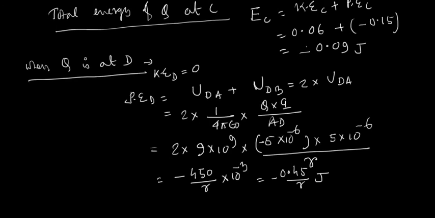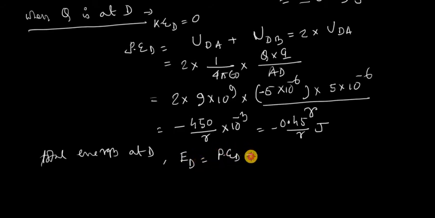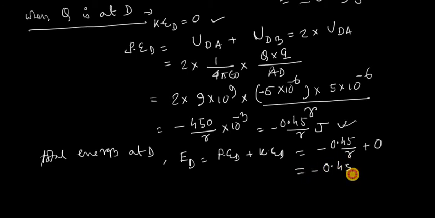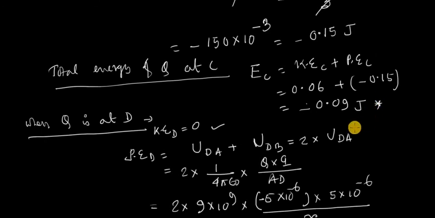Okay. So the total energy at D. How much? ED is the potential energy at D plus the kinetic energy at D. Potential energy is minus 0.45 by R. Kinetic energy at D is 0. Potential energy is this much. So that is nothing but minus 0.45 by R, this much joule. This is our expression, one value, and this is our other value, the energy at C.